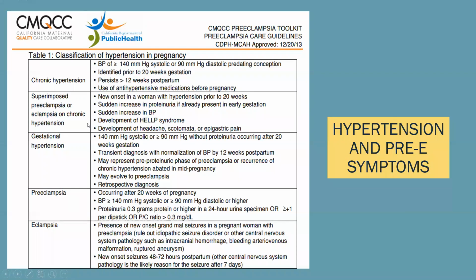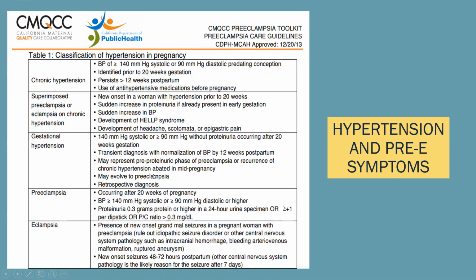I'm going to skip down here to gestational hypertension. And again, a systolic of 140 and a diastolic of over 90 with proteinuria occurring after 20 weeks gestation. This is how we are determining that now we have moved into gestational hypertension.